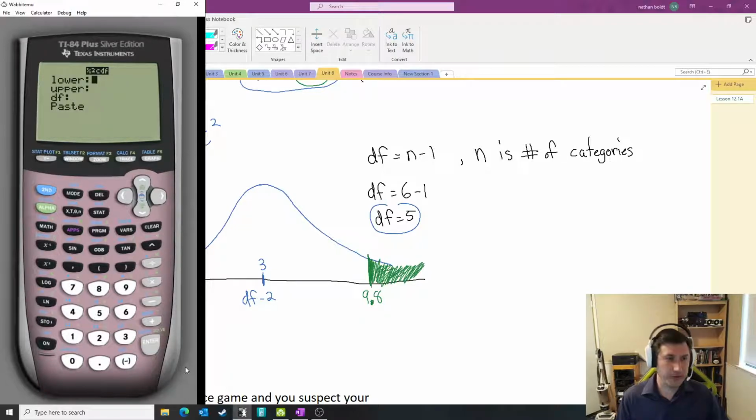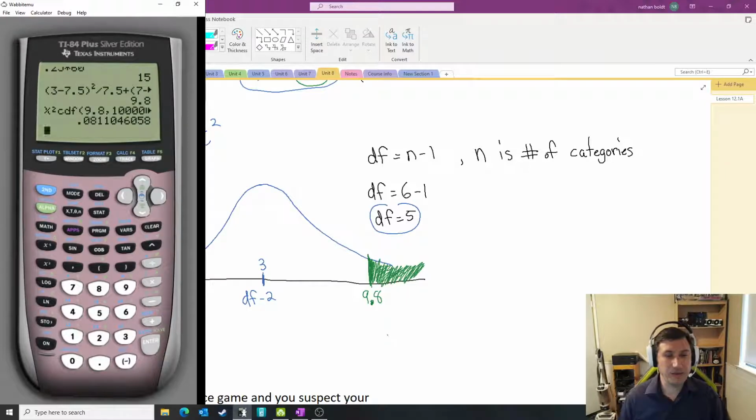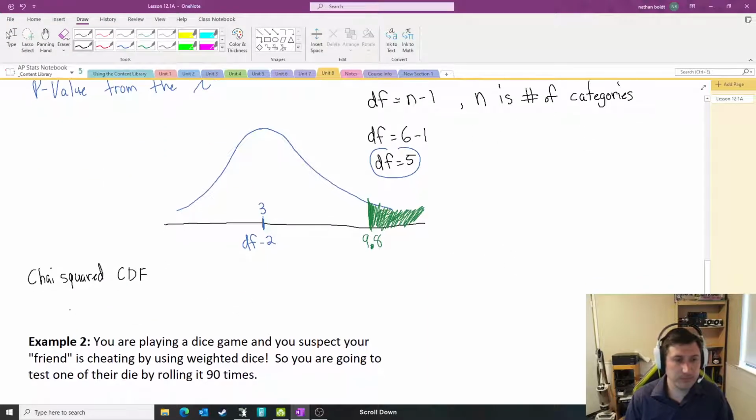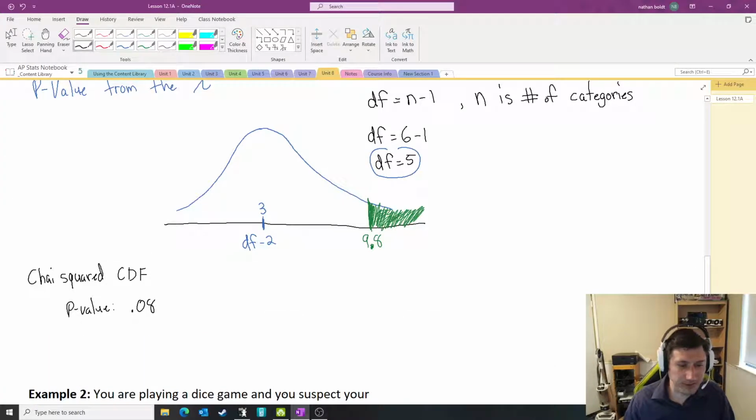You've got the lower, upper, and degrees of freedom. Our lower is 9.8. Our upper goes to infinity, so a really big number. And our degrees of freedom, 5. And we get 0.08, or 8%. So our p-value is 0.08. Let's take a look at that on the Casio real quick.